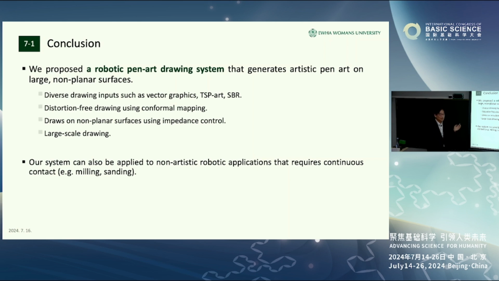Now, finally, I want to say something about our work. Even though the main focus is on the artistic robotic application, this type of work is not only limited to the artistic robotic application. Whenever you need continuous contact between the end effector of the robot and some target surface, which requires a long sequence of path, you can use this technique. A good example is robot milling. You want to smooth out the surface by continuously moving the end effector on the surface, or sanding. That can be applicable, which is also a very good application.